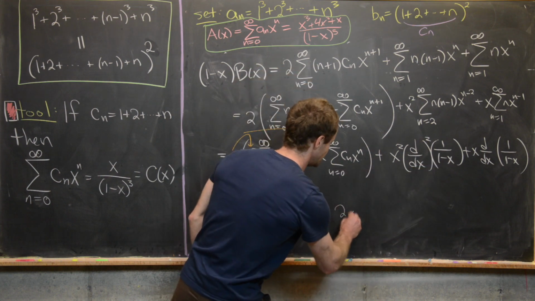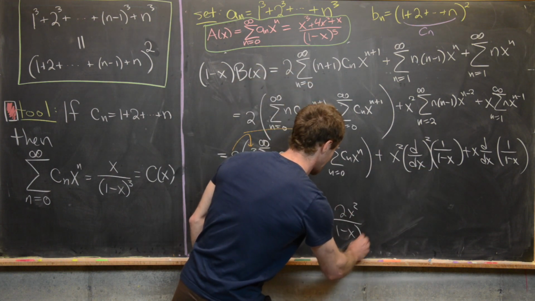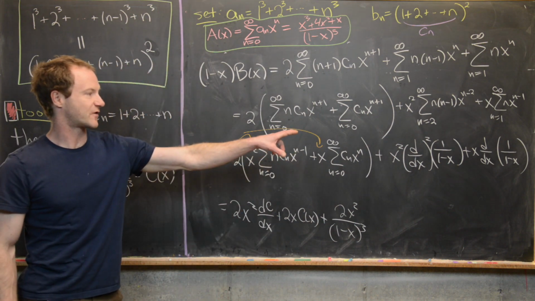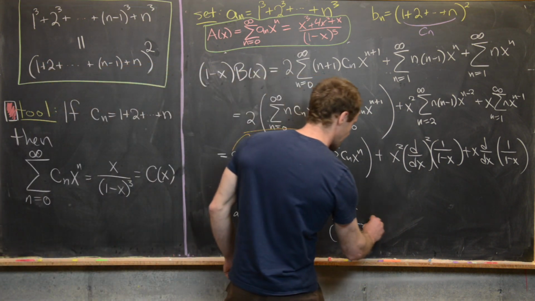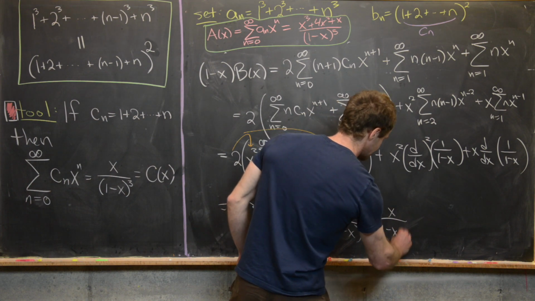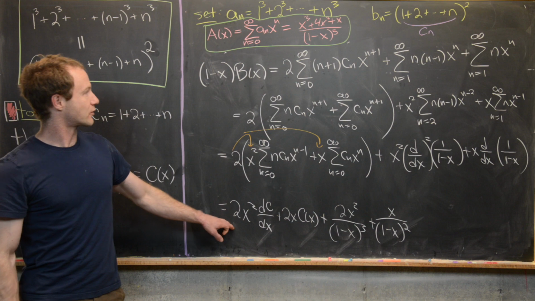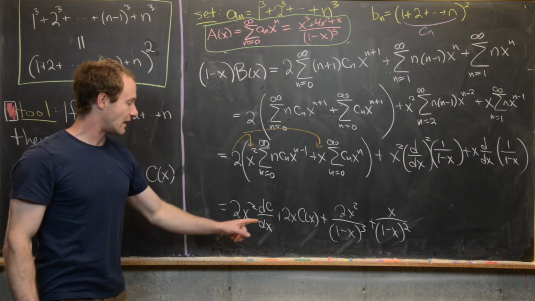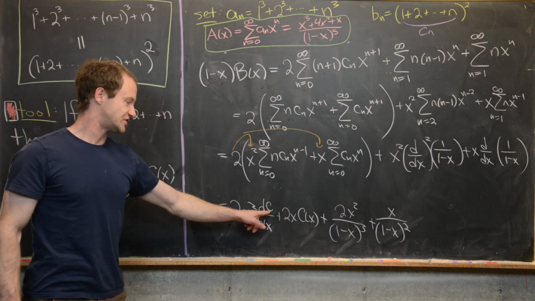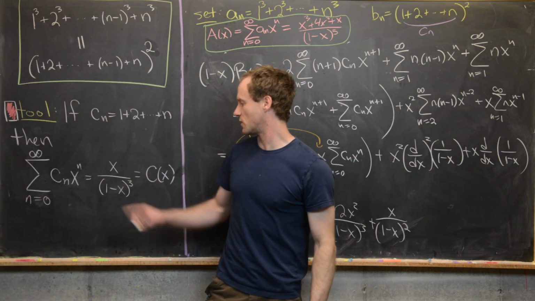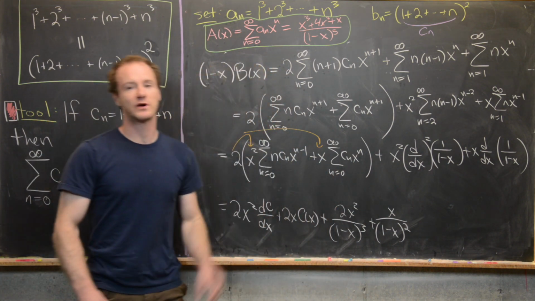So that'll give us 2x squared over 1 minus x quantity cubed. Then when we take the first derivative, that just ends up squaring that. So we have x over 1 minus x quantity squared. Okay, so now I'll go ahead and bring that to this point. I'll also insert my generating function c of x as it appears over here, which is x over 1 minus x cubed, and then we'll keep going.